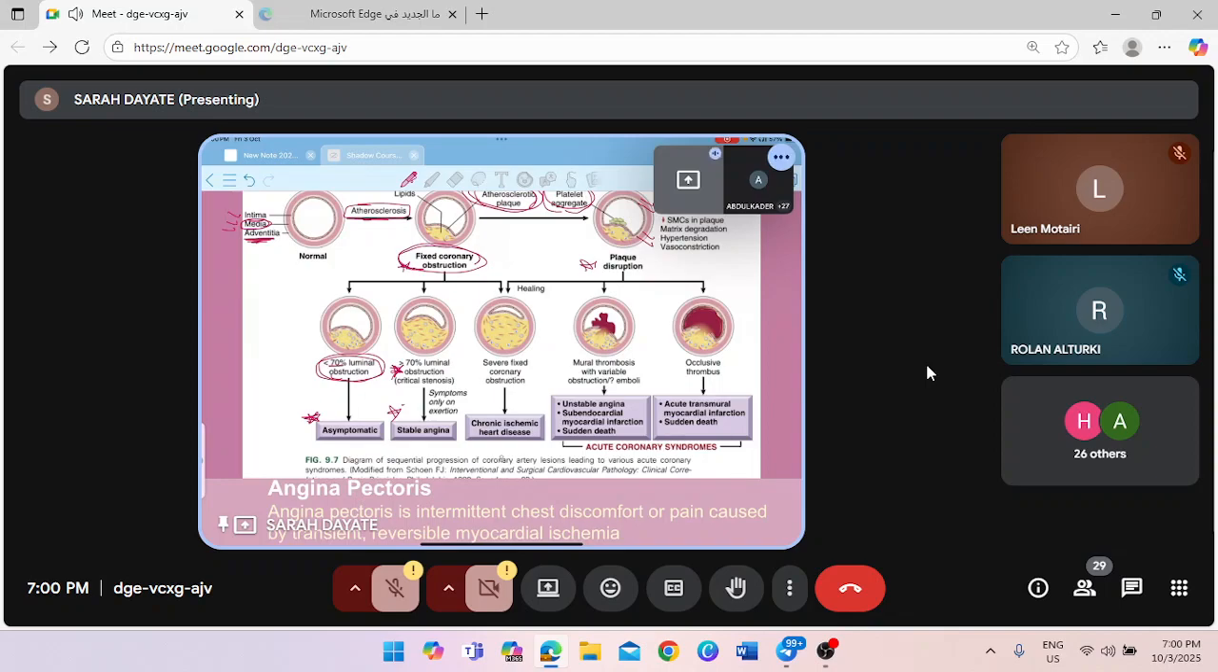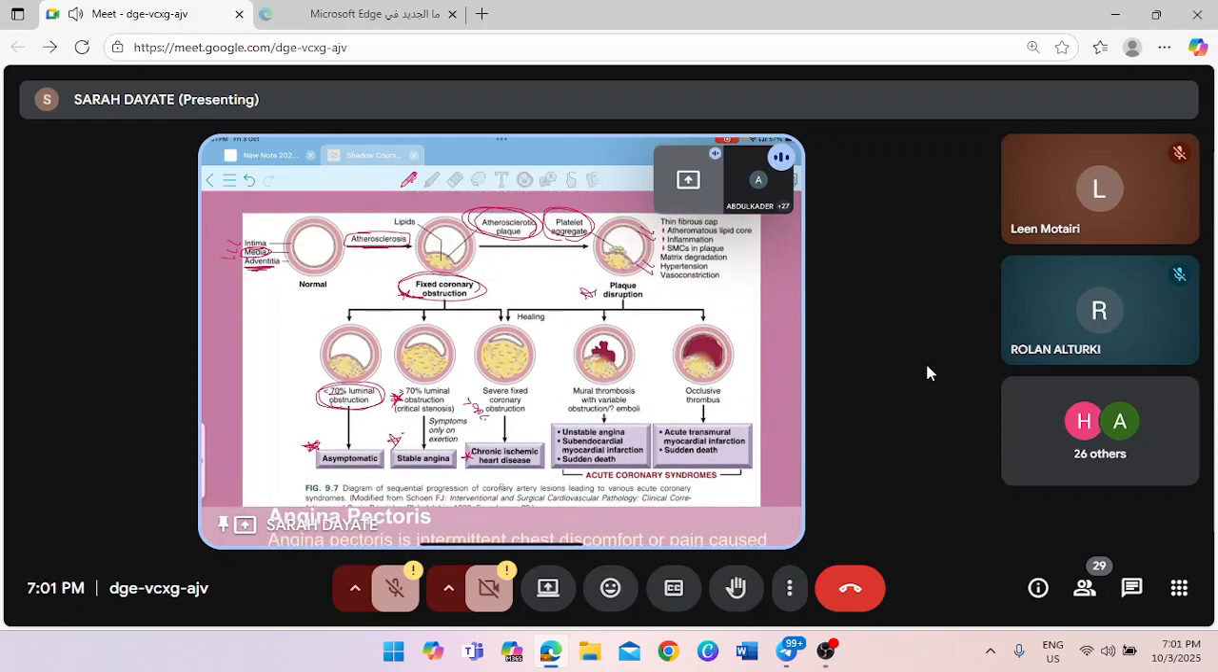When there is a severe fixed coronary obstruction, for example more than 90%, this is what we call chronic ischemic heart disease. He will experience symptoms even at rest, even when sitting. Okay, here when the plaque has disrupted, it is either thrombosis with variable obstruction, which we call subendocardial myocardial infarction. It means not all of the myocardium has been affected, just the subendocardial part, but it can lead to sudden death. Here, the acute transmural, as you can see, is where all of the lumen has been occluded.